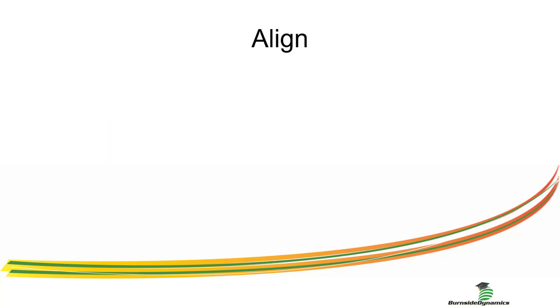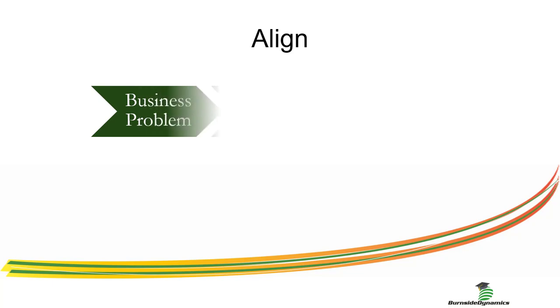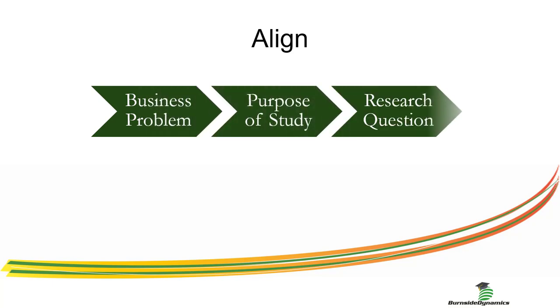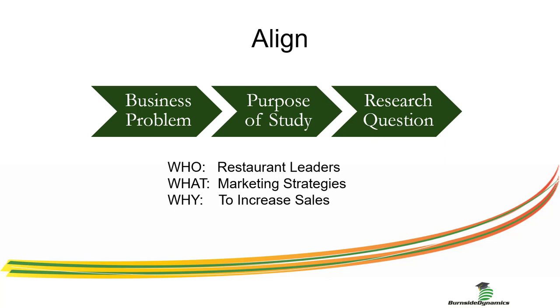This is not creative writing. We must align all of our words throughout our entire research, from the business problem through to the purpose of the study and the research question. How we're going to align it is we will use the exact same terms for the who, what, and why.